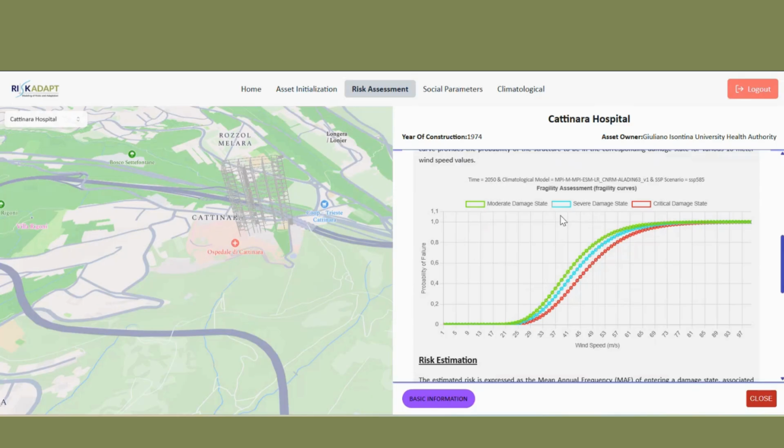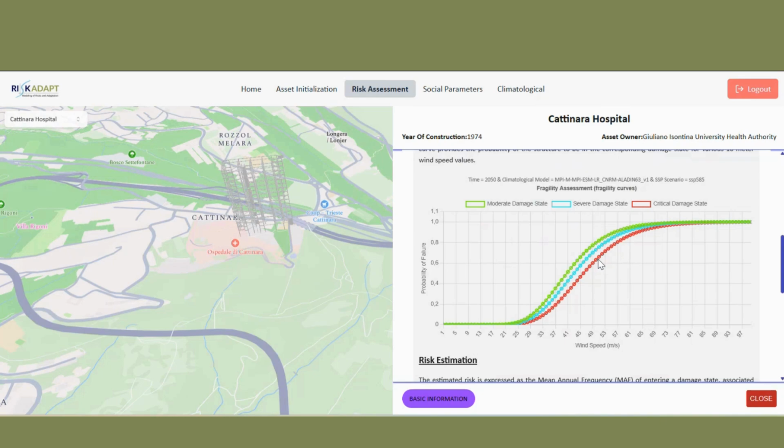The fragility curves provide the probability of being in a damaged state, and we consider 3 damaged states: moderate, severe damage state, and critical damage state. The critical damage state is actually when the corresponding safety factors lead to collapse. And for various values of wind speed, you can have a probability of being in a state. Of course, for a specific wind speed value, the probability of being in a moderate state is higher than the severe and the critical damage state. And this is the first leg of risk assessment.